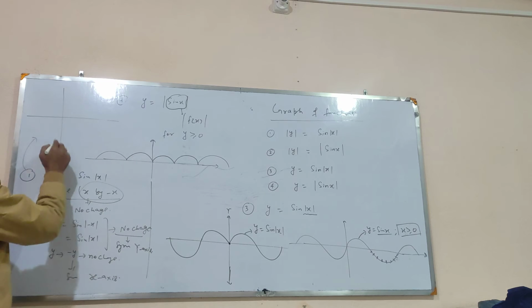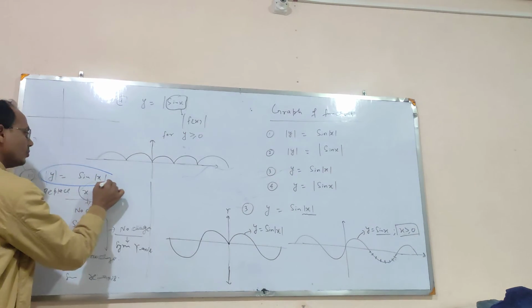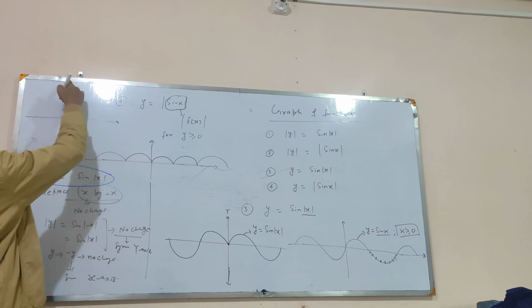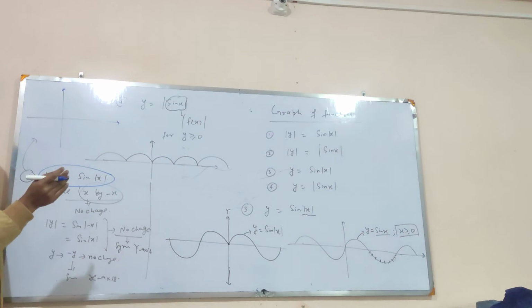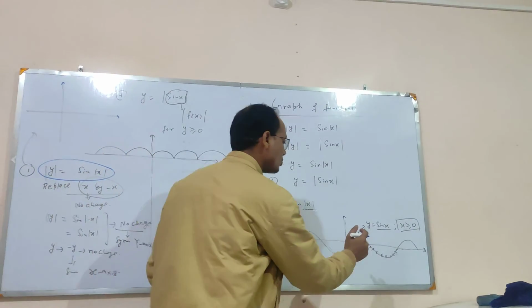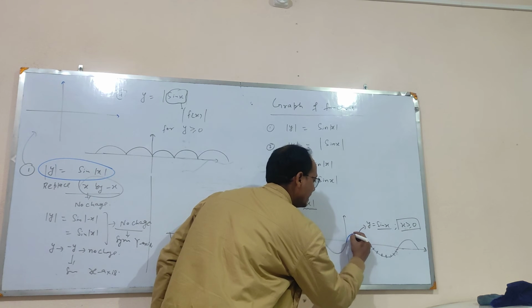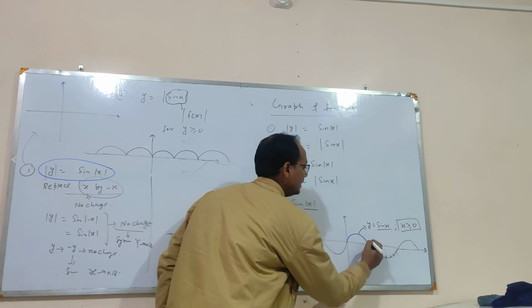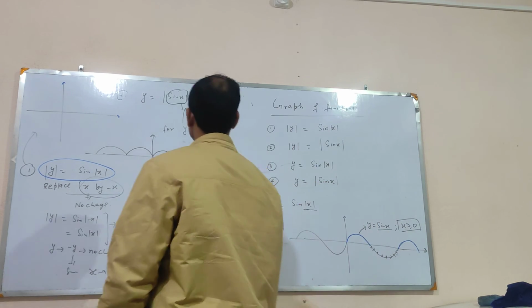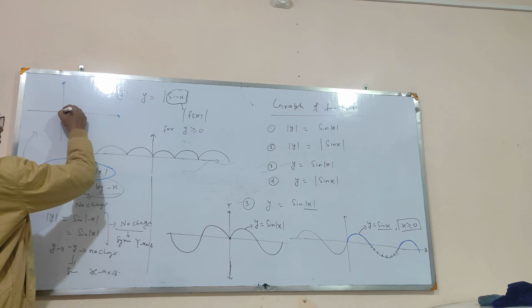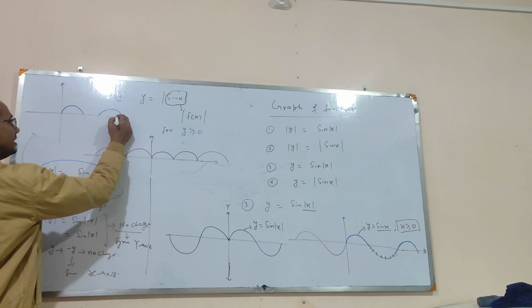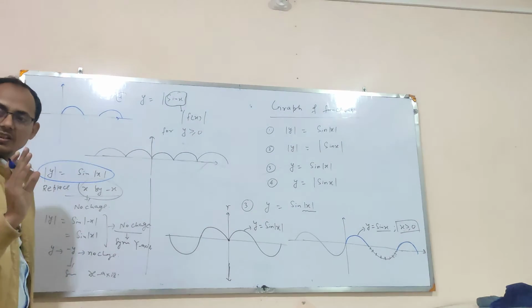Since this function is symmetric about both the x and y axes, we will draw the graph only in the first quadrant. In the first quadrant, the graph of the basic function sin x is this. This part is lying in the fourth quadrant, so just draw the graph in the first quadrant only. So this is the graph of y equal to sin x in the first quadrant.